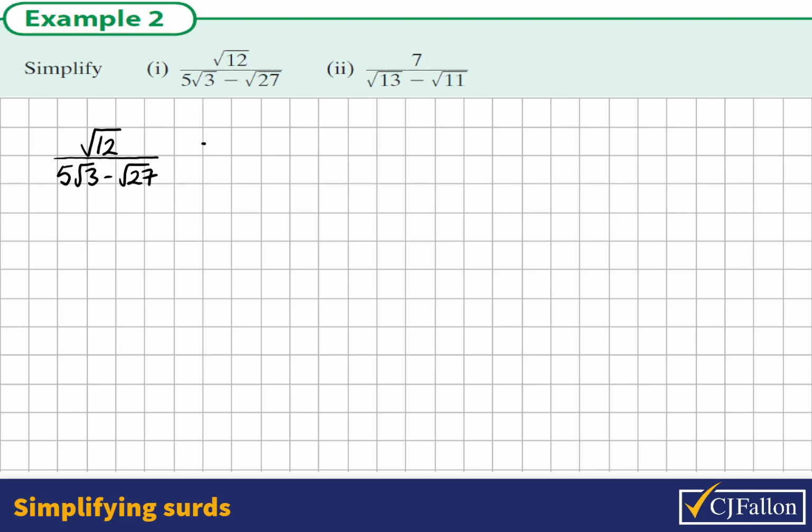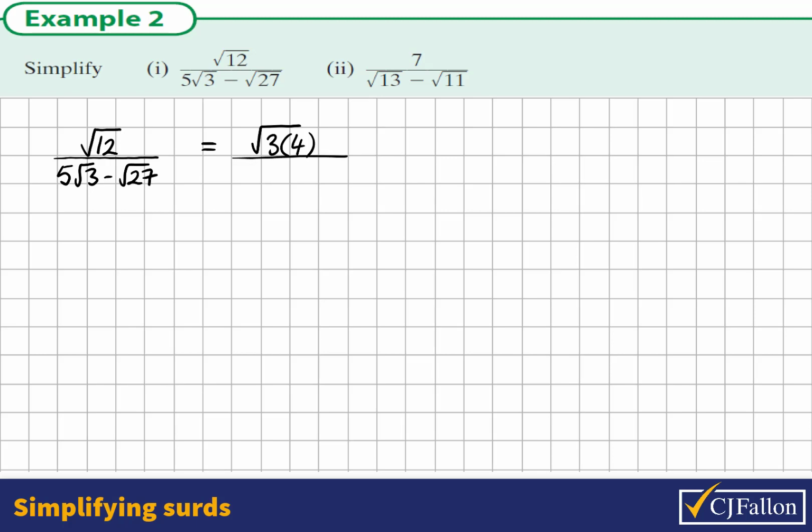We might first consider the square root of 12. What's this expressed as a surd? What we're looking for is what perfect square divides into 12. We might think that 12 is 3 groups of 4, and 4 is a perfect square. So the square root of 12 is the same as the square root of 3 times 4.